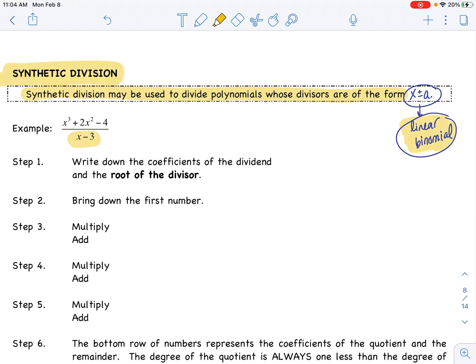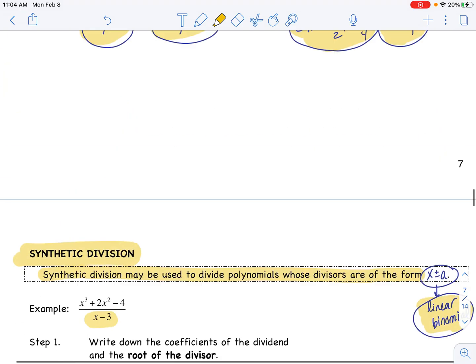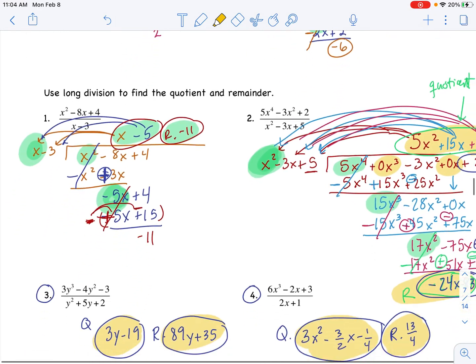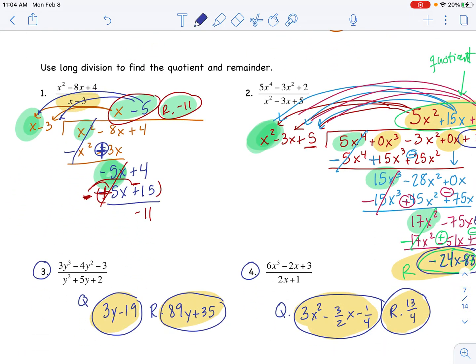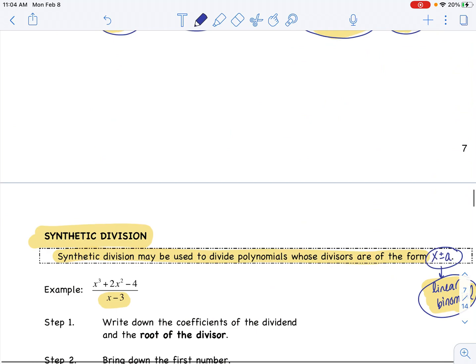So what do I mean? It means it has to be something like this in the denominator. See that denominator of x minus 3? That means I can use synthetic division. So if I go back to these examples, for number 1, x minus 3, I could have used synthetic division. But for number 2, if I'm dividing by this trinomial that's quadratic, I cannot use synthetic division there. Also for this one, dividing by y squared plus 5, can't do it there. This one I could because this is a linear binomial. I would have to rewrite it a little bit, but it would still work. So it has to be of that format where it's just a binomial and linear, of that format x minus 3.